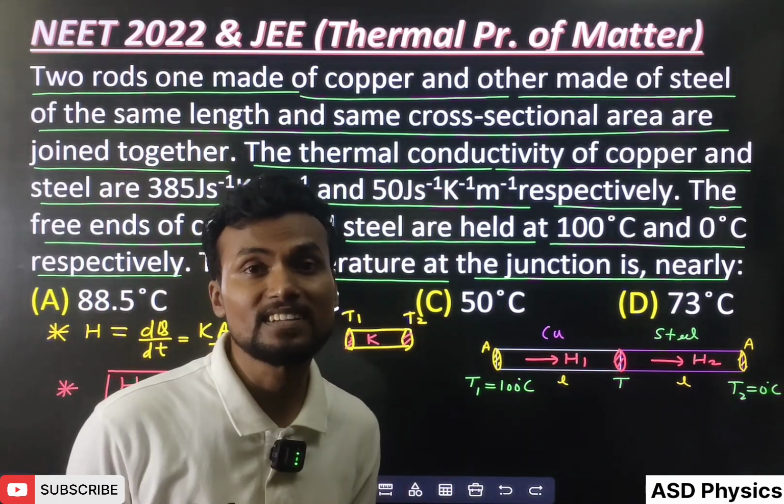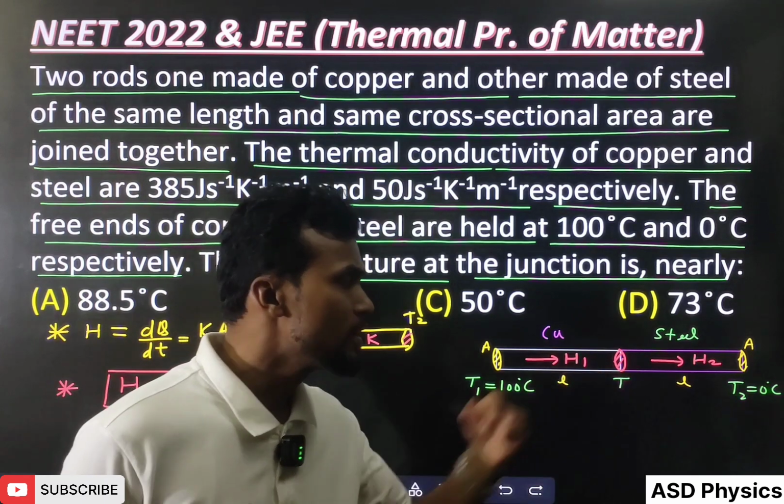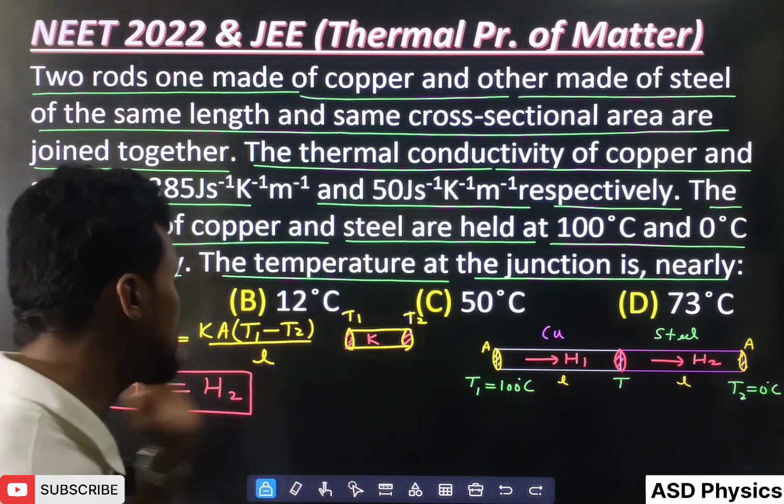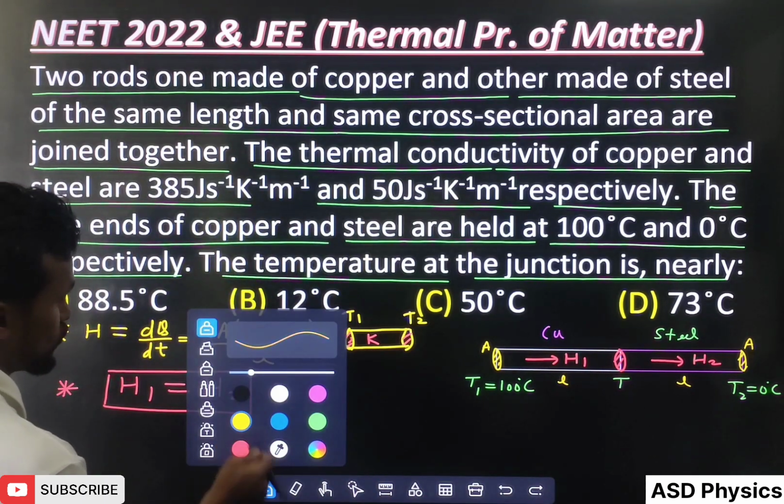Like two resistors are connected in series, electric current is same. So here when the rods are connected in series, what will be same? Heat current will be same. H1 equal to H2. Okay.